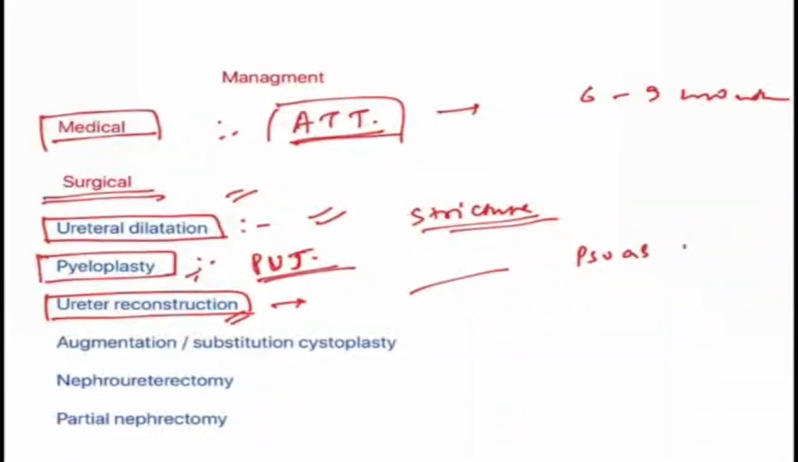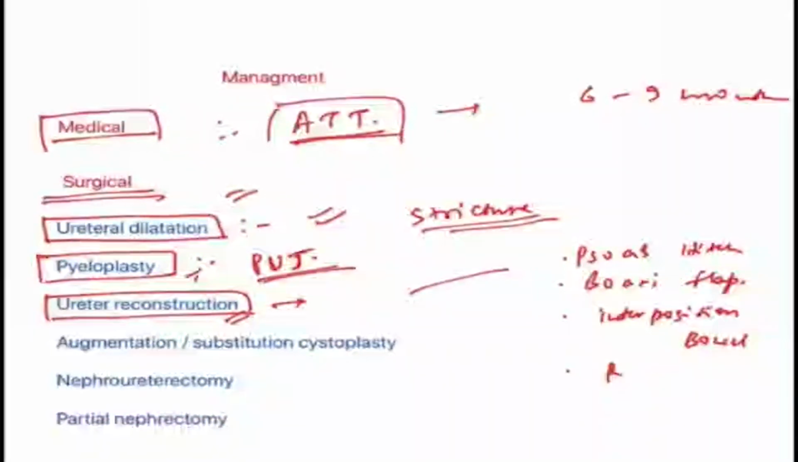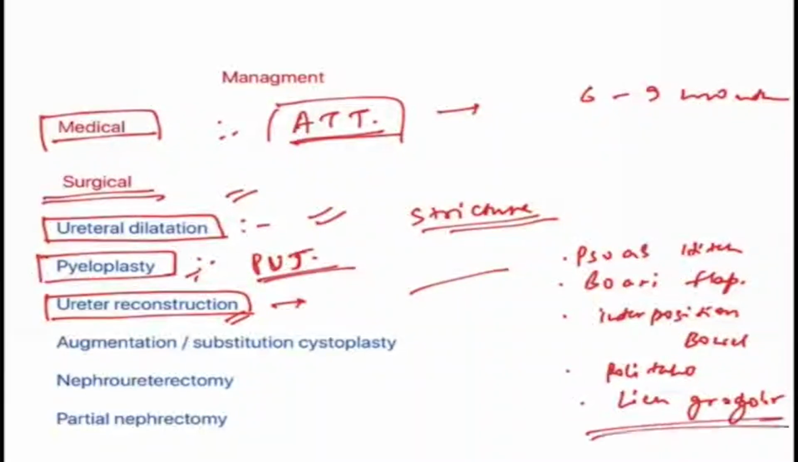So ureteric reconstruction can be done by Psoas-hitch method, Boari flap method, interposition with bowel, Politano-Leadbetter method, Lich-Gregoir technique. These are some of the methods to do the ureteral reconstruction.